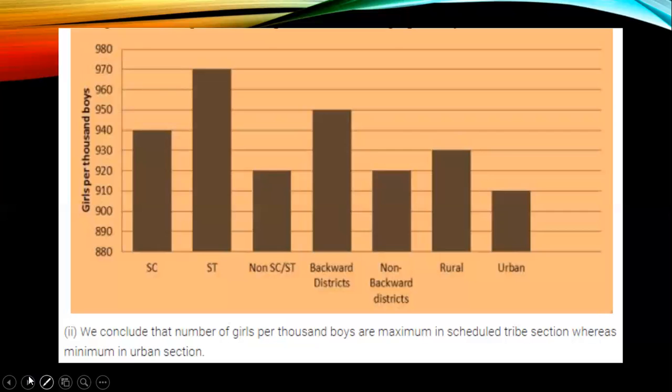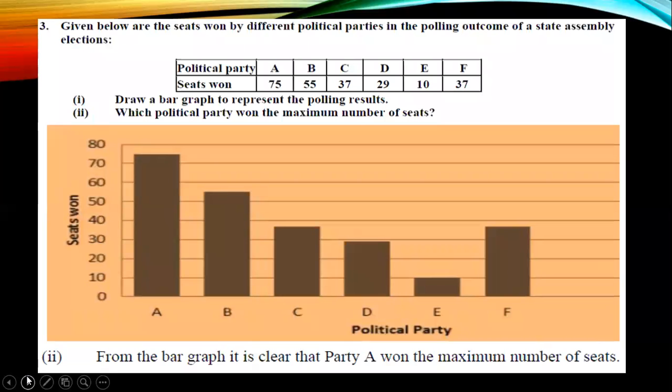Apart from that, I hope you have understood the solution to question number 2, how to make a bar graph, very much what we have been doing in grade 7 as well as grade 8, nothing much of a difference. Coming to the last question that we are supposed to do, question number 3, wherein given below are the seats which are won by different political parties in the polling outcome of a state assembly election.